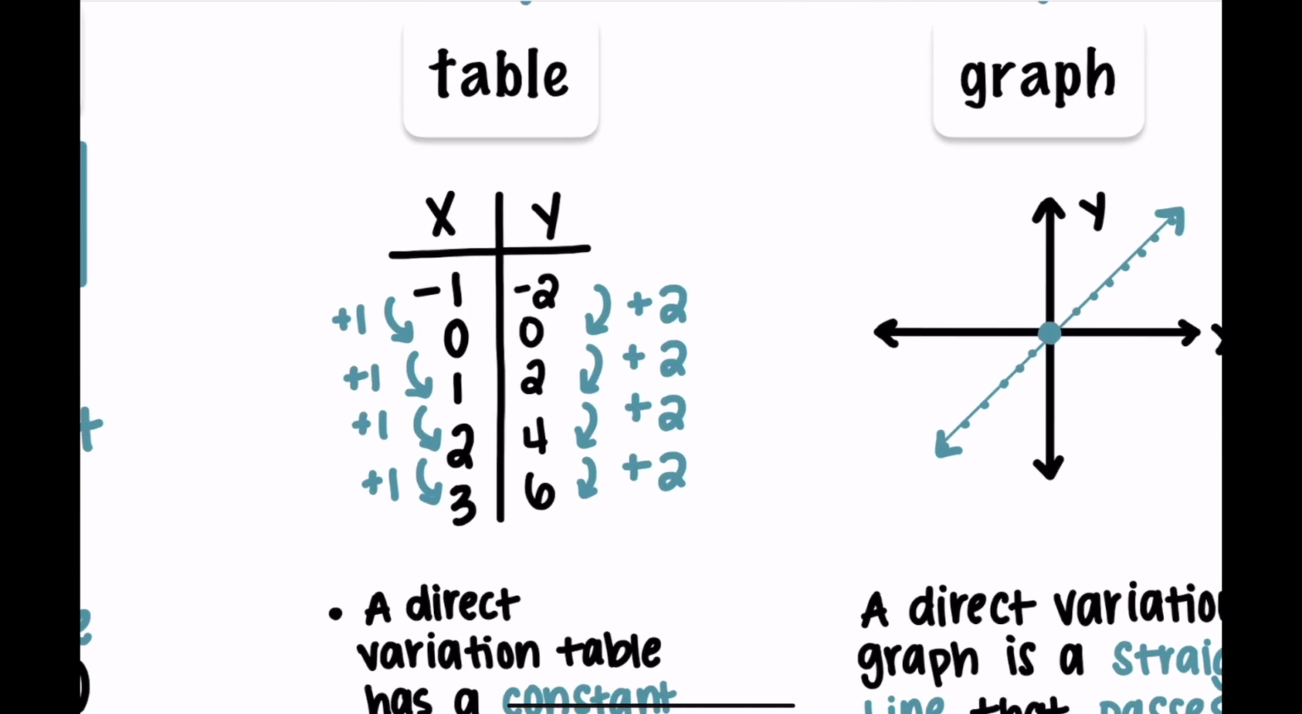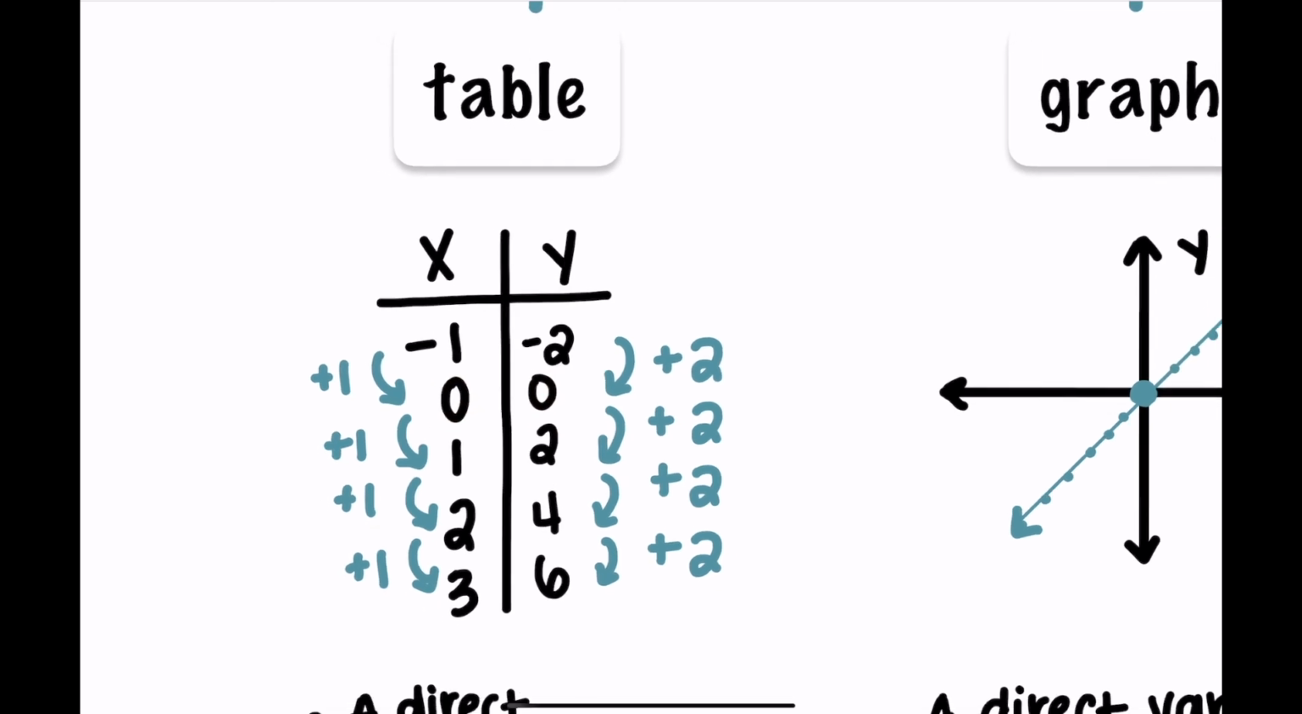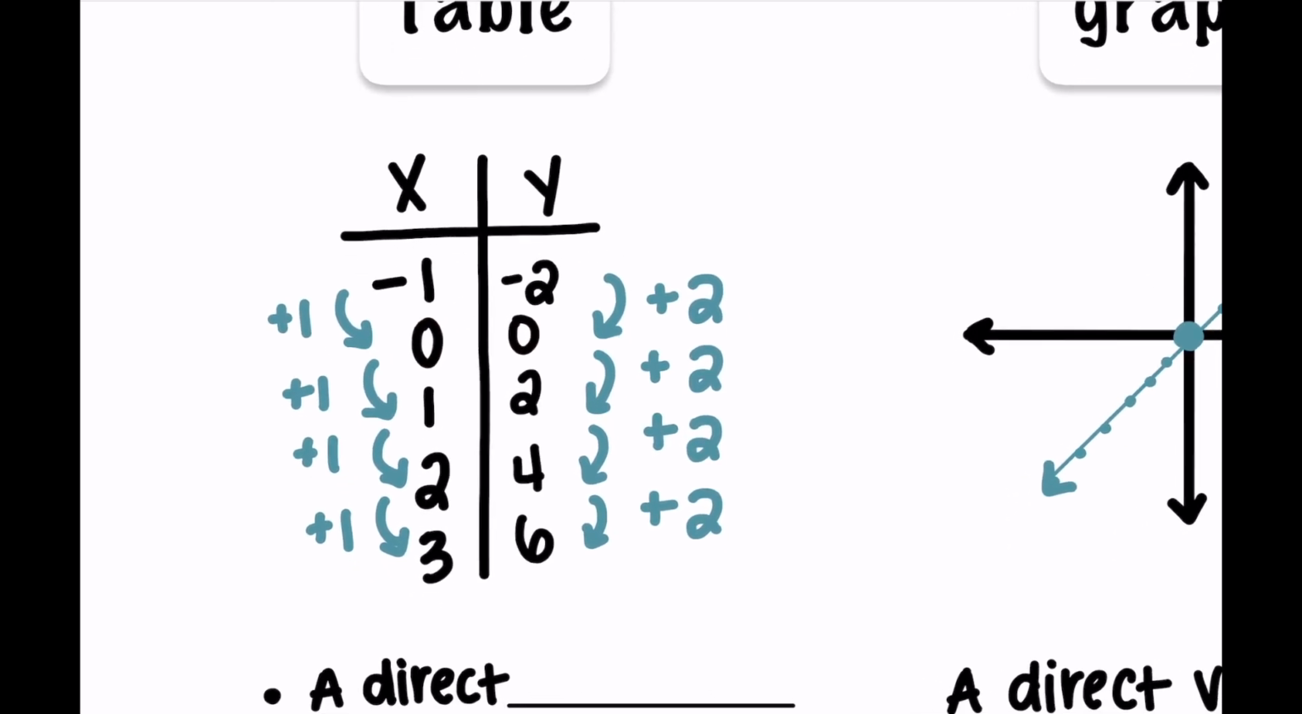Now let's talk about the tables. A direct variation table is just a linear table, but it has to go through the origin. In other words, it has to have the point (0, 0). For this table, if we wanted to know if it is a direct variation, we would simply need to see that it has a constant rate of change. A constant rate of change means that your y values are changing by the same amount each time.